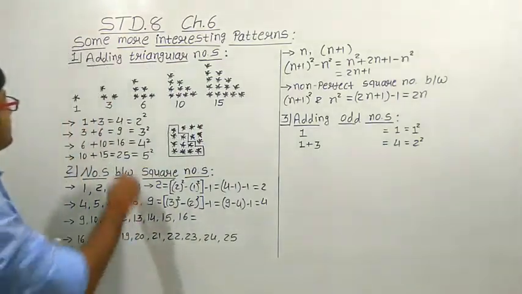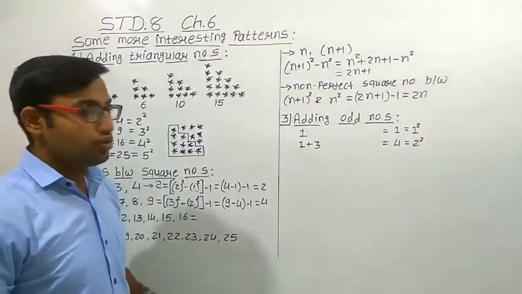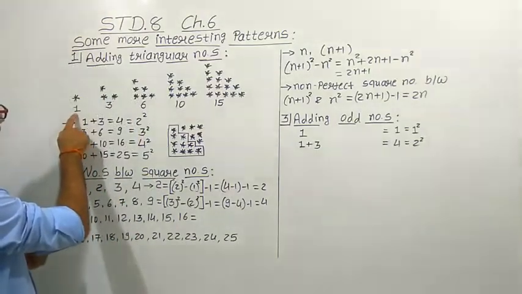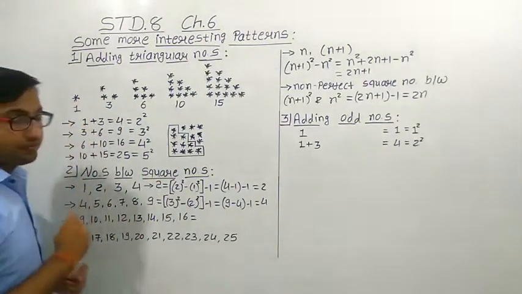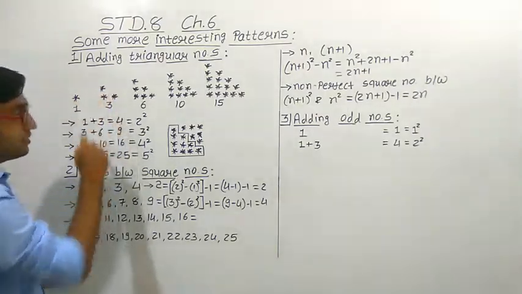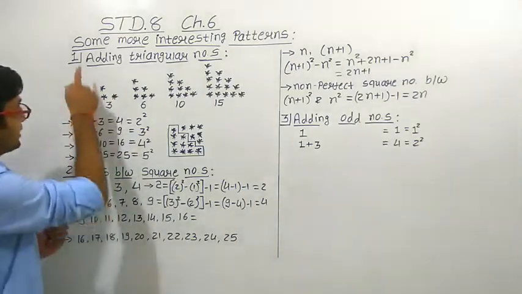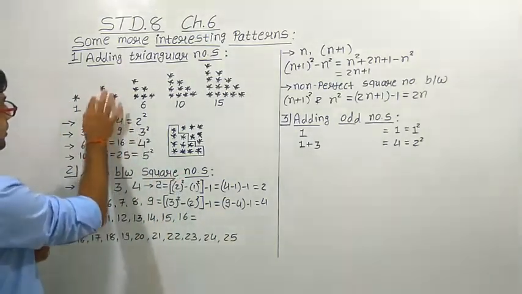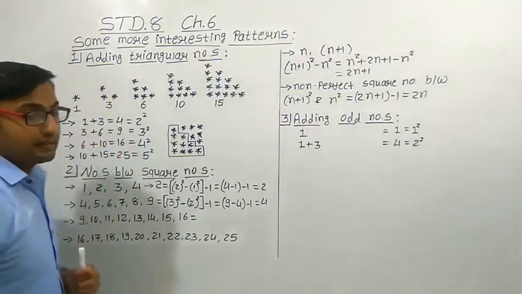So the first pattern is adding triangular numbers. So what are triangular numbers? See, if we make a triangle using one star, then there is only one. Now here a triangle is constructed within these three stars. So what number do we get? 3, because it is like making a right angle triangle. This is the 1, 2 and 3 pattern, 3 stars we use. So this number is 3.